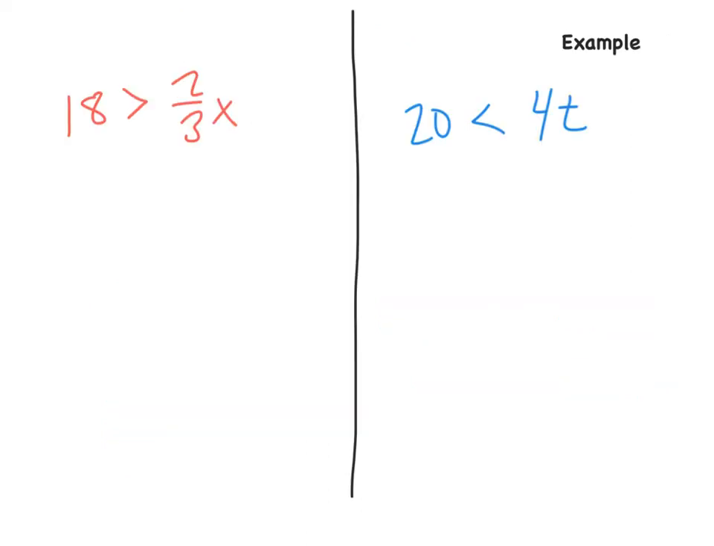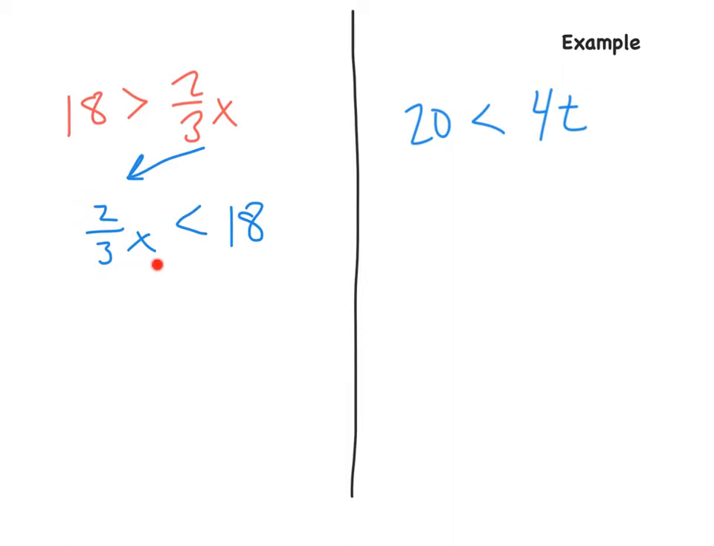So now we have two examples here. We have the first one, 18 is greater than 2/3 x. So remember, I like to rewrite it where the variable is off to the left. So I'm just going to rewrite it real quick. We have 2/3 x is less than 18.